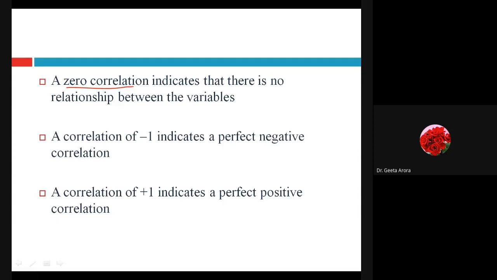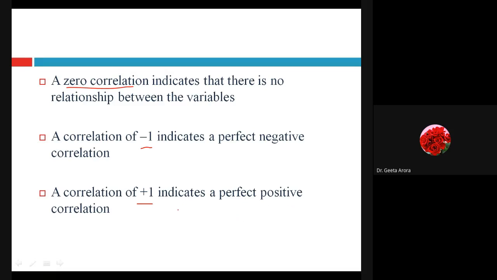Similarly, we have seen that the range is -1 to 1. Correct? So if the correlation is -1, it indicates a negative correlation, and if we are getting +1, it indicates a perfect correlation, which is positive.